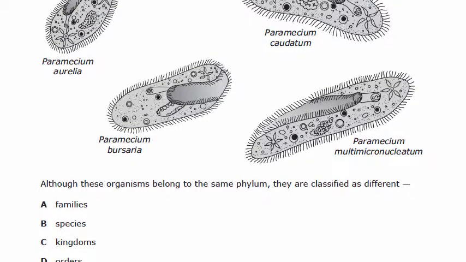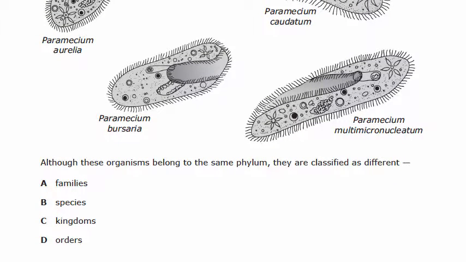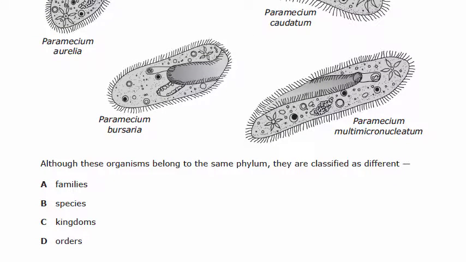Although these organisms belong to the same phylum, they are classified as different A. families, B. species, C. kingdoms, D. orders.